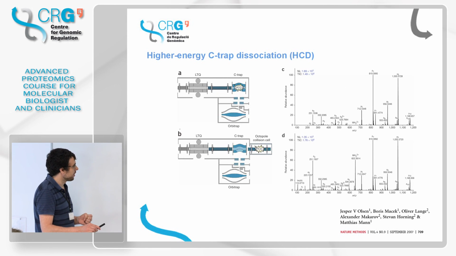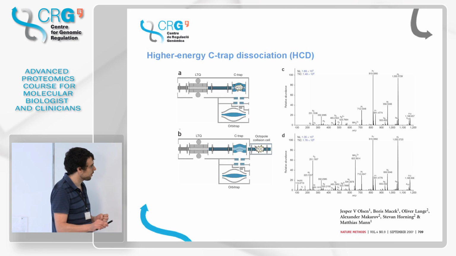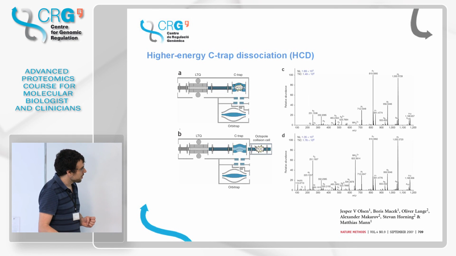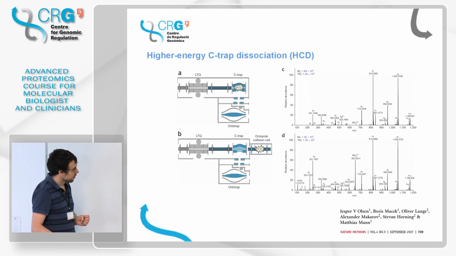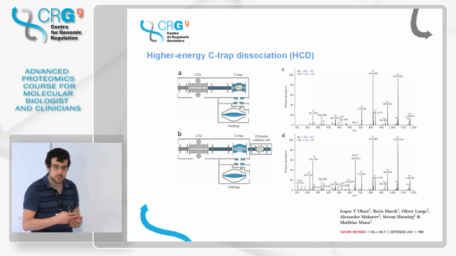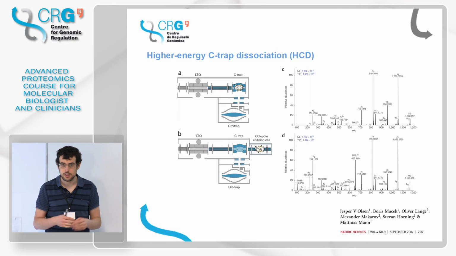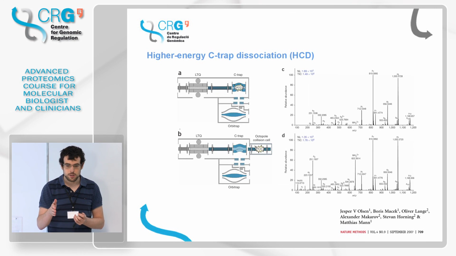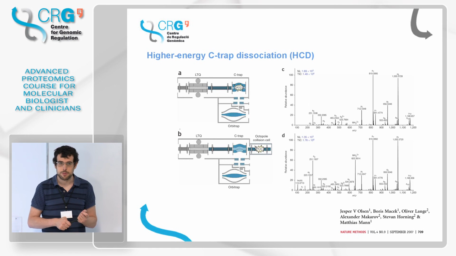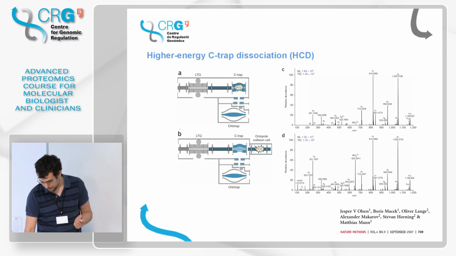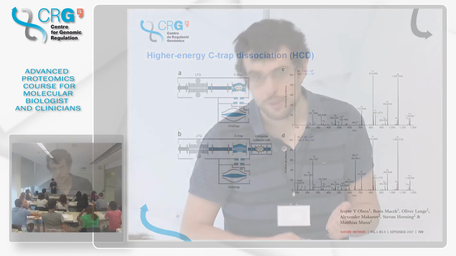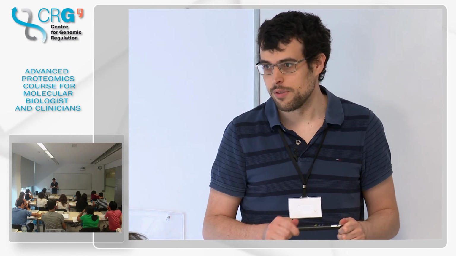And then the third and last fragmentation technique that I want to introduce today is the high energy C-trap dissociation, right? This is a particular technique that is implemented in the Orbitraps. The fragmentation occurs in one part that is called the C-trap, and what it generates is nice. For normal peptides, it generates a nice series of Y ions, and this allows us to have sequence information to identify the peptides of interest. Okay, and with this we would finish this session.